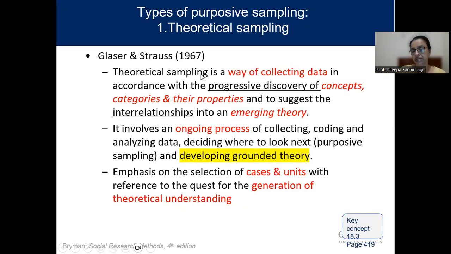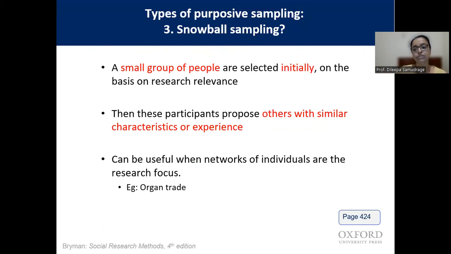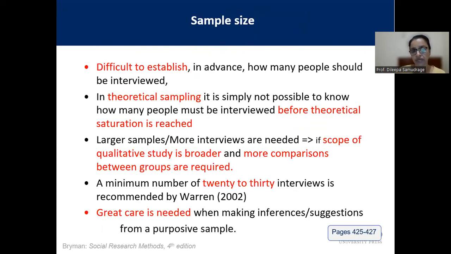So theoretical sampling, then generic purposive sampling, and snowball sampling, right? All these things come under purposive sampling.